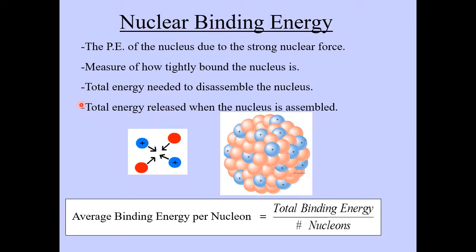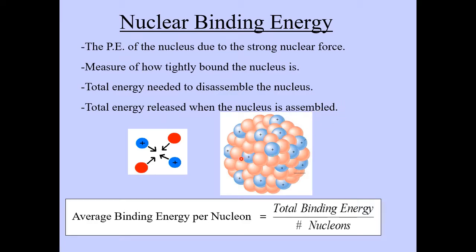And conversely, the nuclear binding energy is also the total energy that's released when the nucleus is assembled. So if we let these particles fly together, then it's going to ultimately release energy. It's like when you take a rock and drop it from above the ground: the rock falls, and that potential energy is converted into kinetic energy and ultimately into heat, which is finally released. So it's sort of the same thing here. When we let all these protons and neutrons come together, a large amount of energy is released.